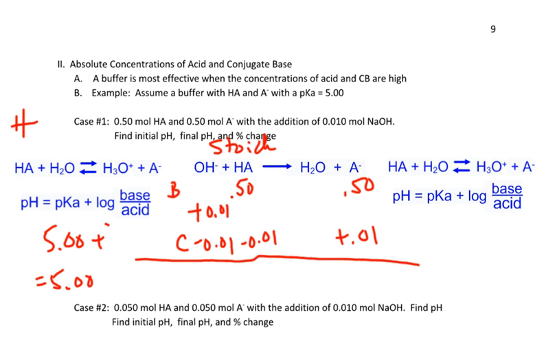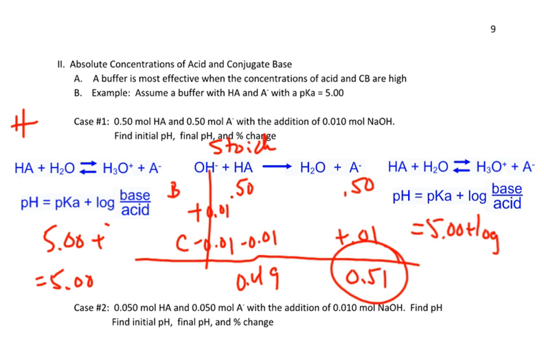So what do I have here? This is 0.49, and my conjugate base is 0.51. Look at that, their ratios are still almost the same. So let's do this again: pH is equal to 5.0 plus the log of my base, 0.51, over my acid, which is 0.49. Go ahead, pause this, and do the math.